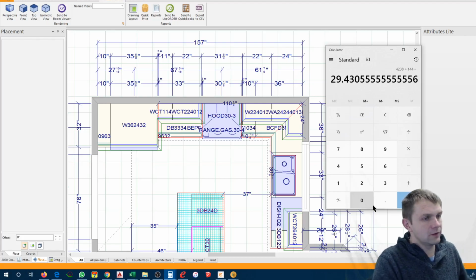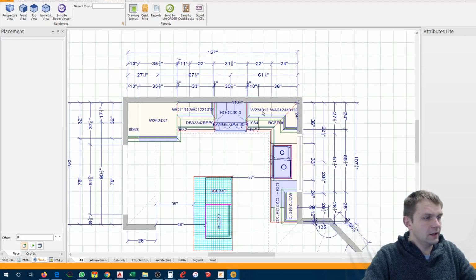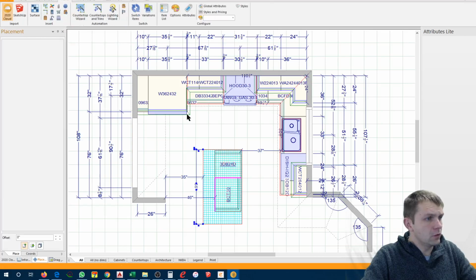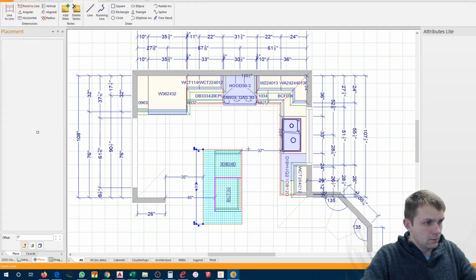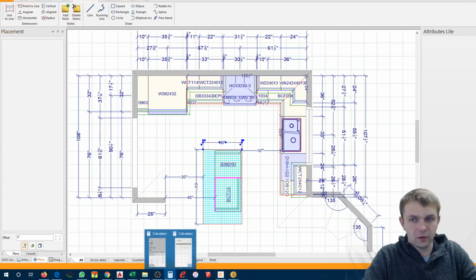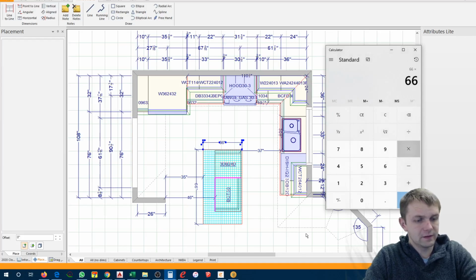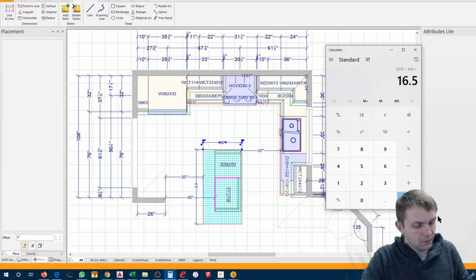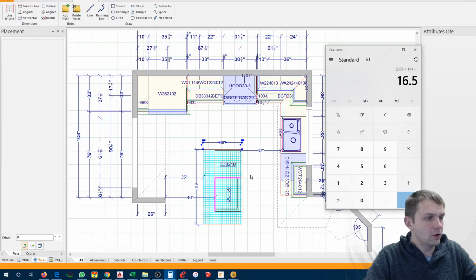So we make a note of this number, 29.4 square feet. Now our island is 66 by 34, actually it's going to be 36. So again, go back to this: 66 times 36 equals 2,376, divided by 144 equals 16.5. So plus 16.5. We make a note of that.